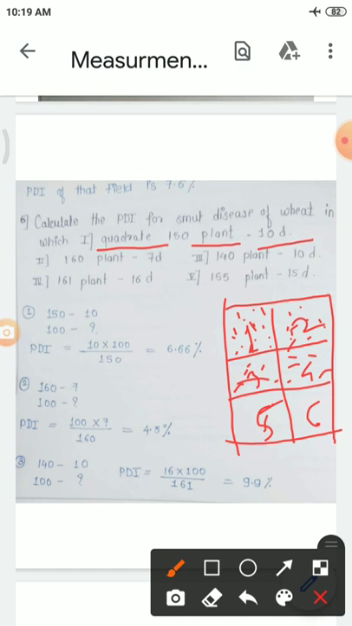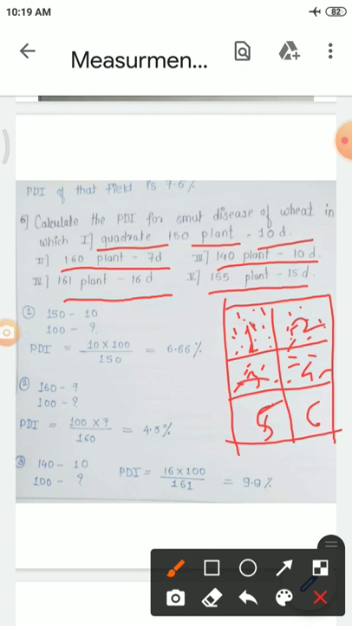In the second quadrant, out of 160 plants, 7 plants are damaged. In the third quadrant, out of 140 plants, 10 plants are damaged. Then in the fourth quadrant, out of 161 plants, 16 plants are damaged, and out of 155 plants, 15 plants are damaged. So that data is given, and on the basis of that data we can calculate the PDI for smut disease. It is a very simple example.